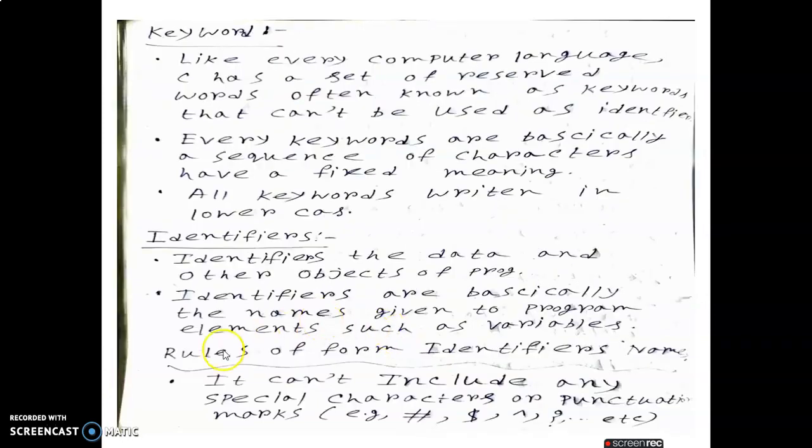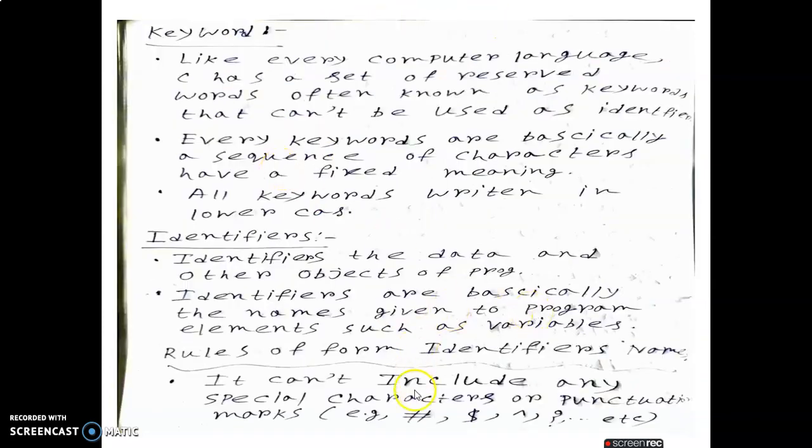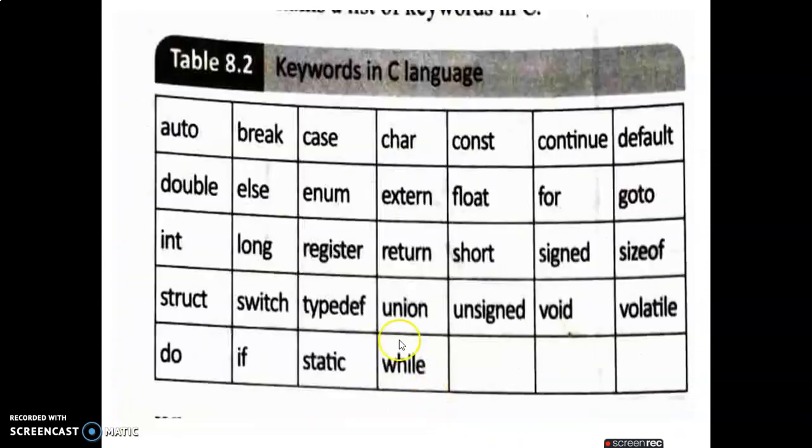Rules for making identifier names. First, it can't include any special character. That means an identifier does not include special characters or punctuation marks like hash, dollar, power, question mark, etc. These are not allowed in the identifier's name except the underscore. We can use the underscore, but things like hash and dollar we do not use.